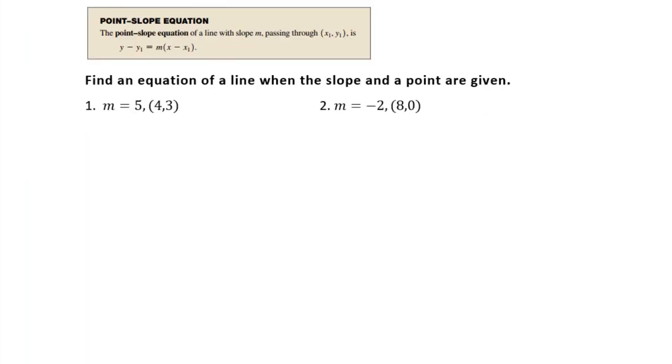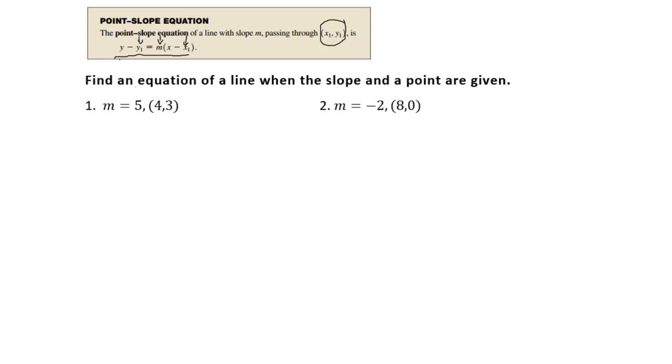Okay, so here we're given point slope, and for point slope, we're going to use this point slope formula that is here. So when we're given a point, we take the x1 and y1 and we plug it in to x1 here and y1 here. And the m we plug in here, and then after all that's plugged in, then we simplify.